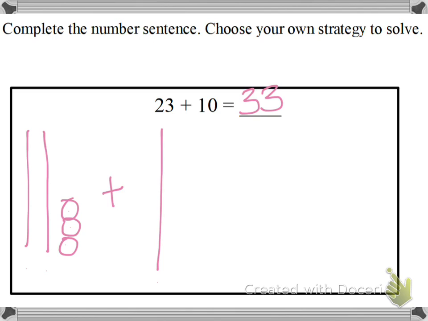Okay? So whenever you're looking at this, one thing that you can really notice is that it was 23. And then the only thing that changed was this 2 from the 23 became a 3 because you just added one 10 to it.